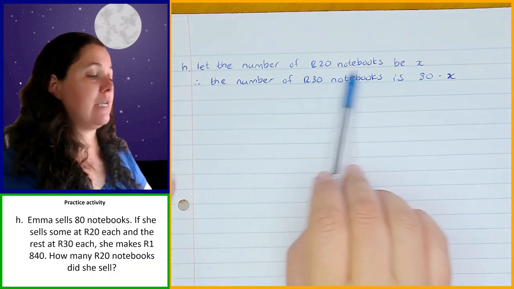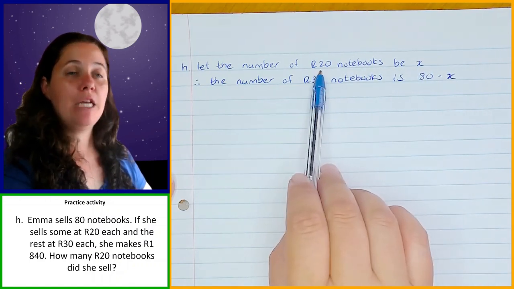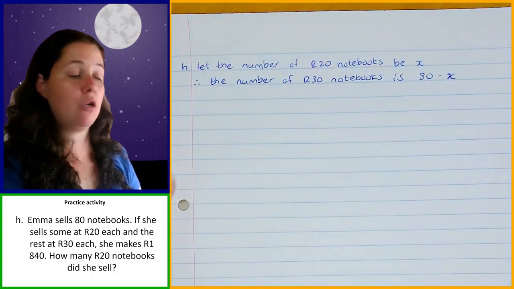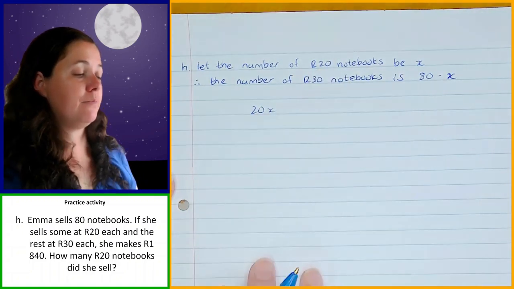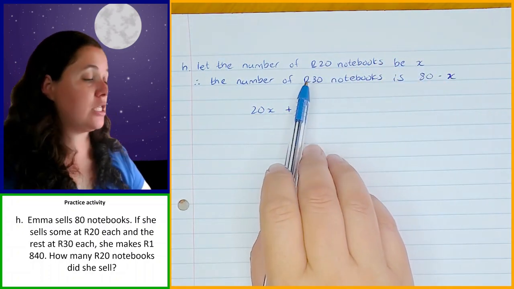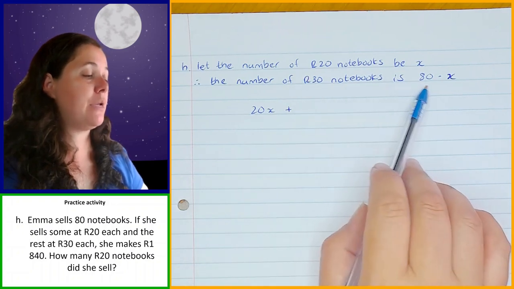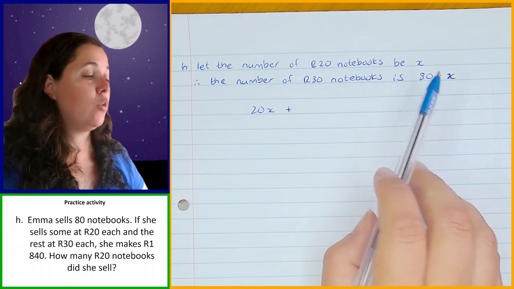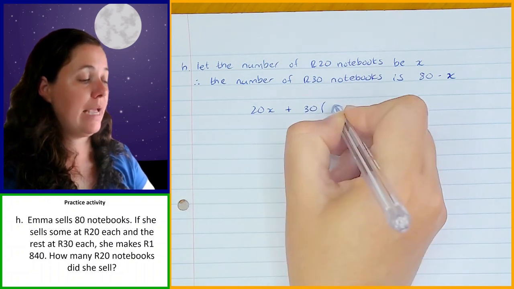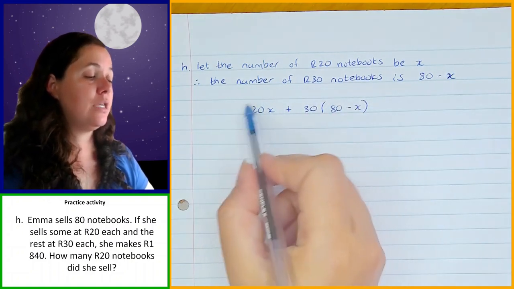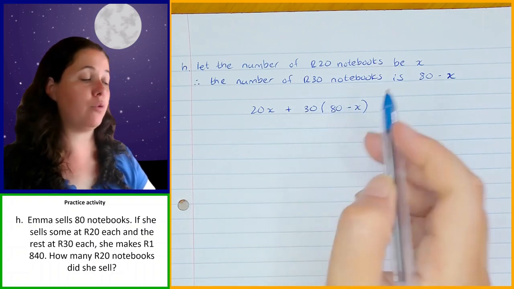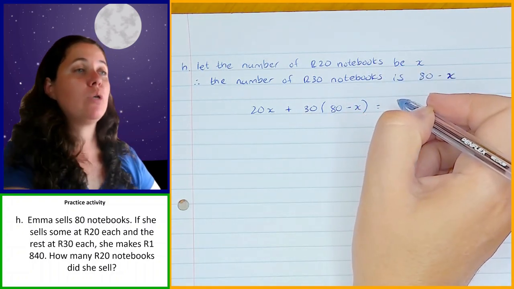So that's what I'm going to do over here. If she sold x notebooks for 20 Rand each, I'm going to multiply x by 20 to find out how much money she made from the 20 Rand notebooks. So that's 20x. Then she also sold 30 Rand notebooks, and just the same, I'm going to take the 30 Rand and multiply by the number of notebooks that she sold for 30 Rand, which is 80 minus x. Now remember, just like in the previous example, we have to put that in brackets because we're multiplying. So 80 minus x. The amount of money she made from selling the 20 Rand notebooks, plus the amount of money she made from selling the 30 Rand notebooks, gives us the total amount of money that she made, which was 1,840.